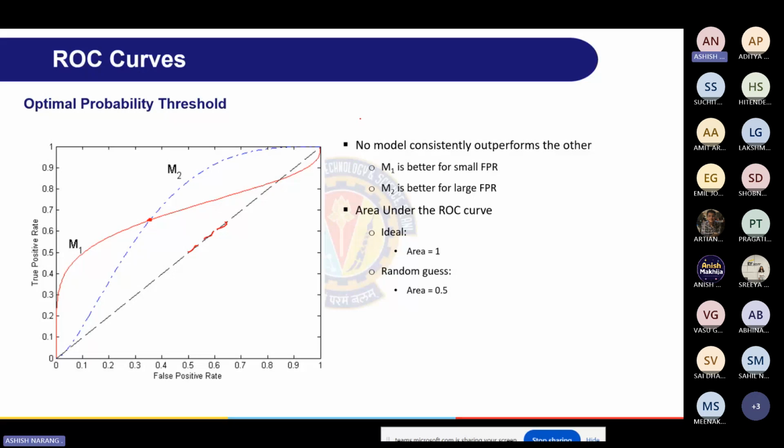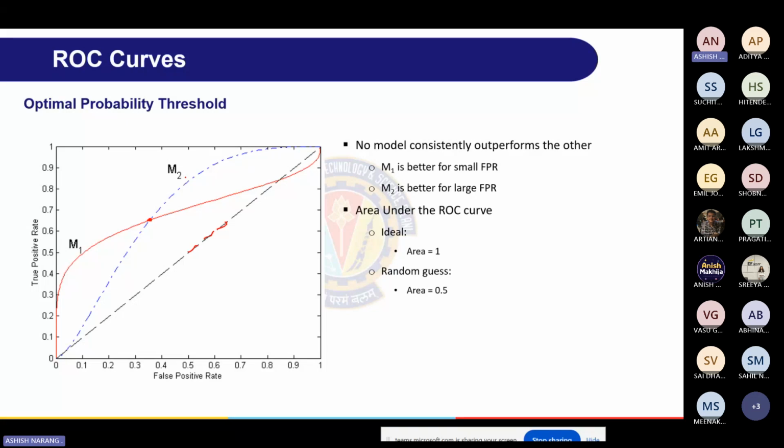If I look at this point, initially this was doing better. And beyond this point, I can say the other is doing better, because this has sharply increased the false positive rate beyond this point, but this is still going slowly. Which model is better? We cannot comment on that. No model here consistently outperforms the other.